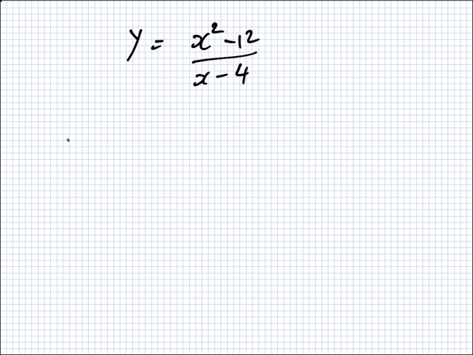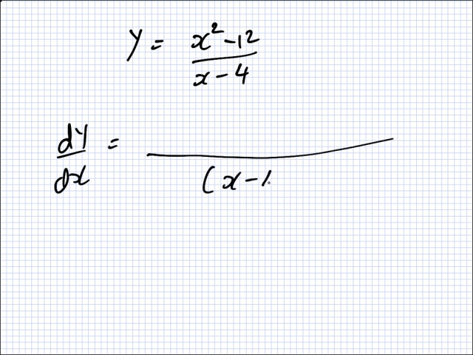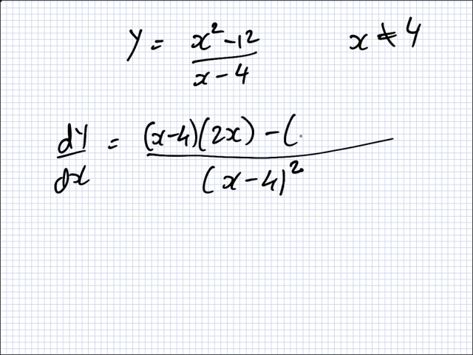Done. Okay. Derivative. That's the bottom squared. Oh, by the way, we absolutely know x can't be 4 before we do anything. The bottom squared. The bottom times the derivative of the top, minus the top times the derivative of the bottom, which is 1. And that should equal 0.